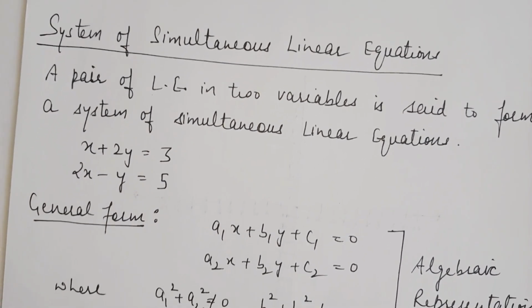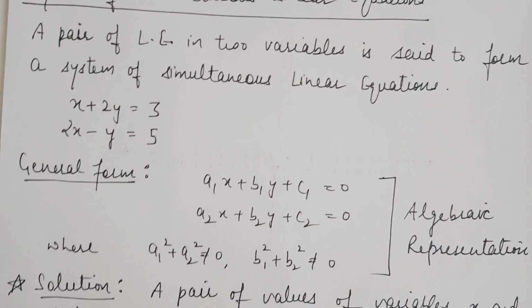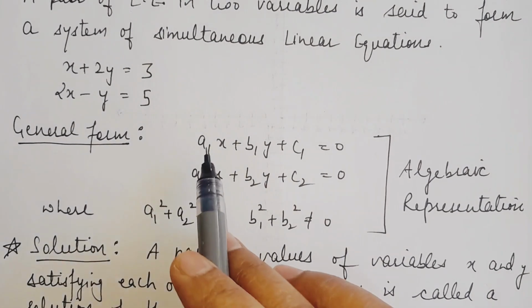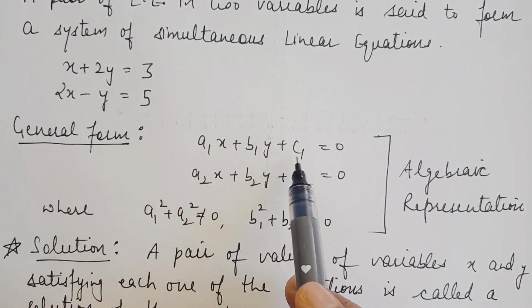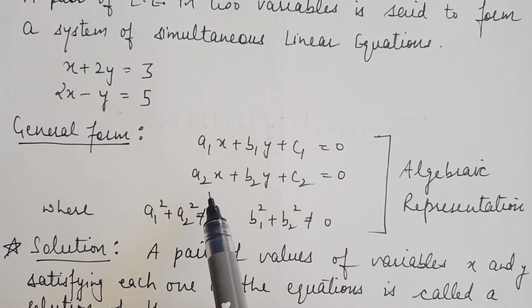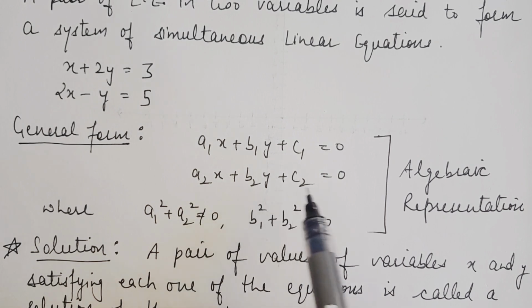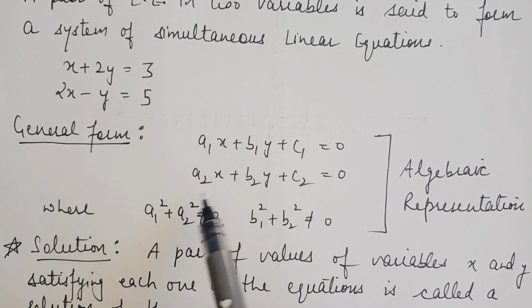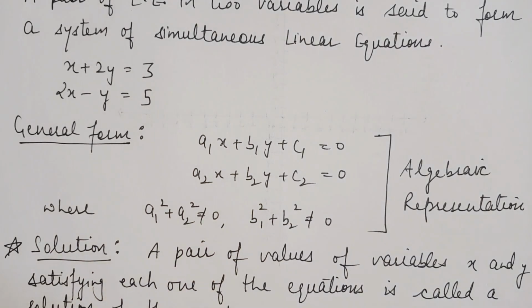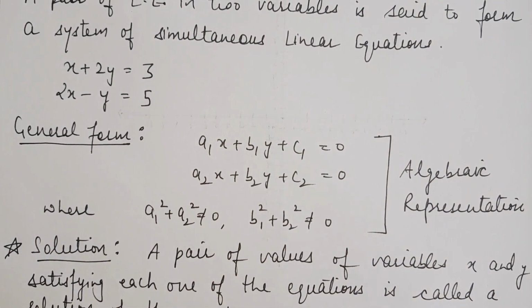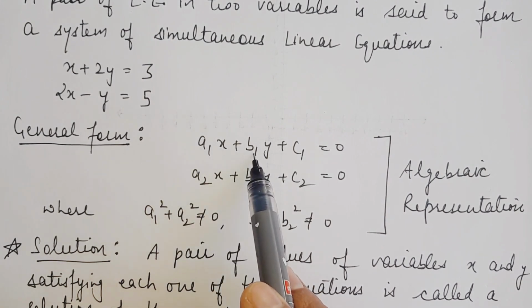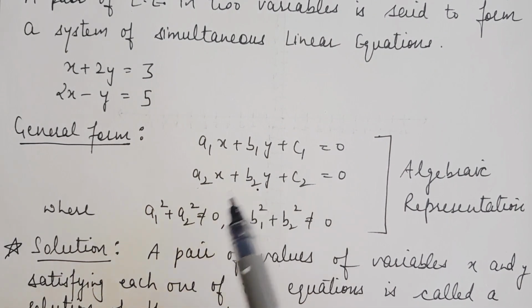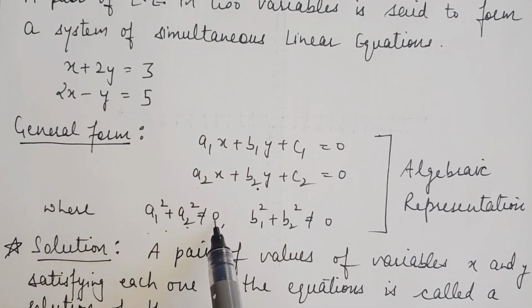In general, the notation for a system of linear equations is a1x plus b1y plus c1 equals 0, where a1, b1, c1 are constants, and x and y are variables. Similarly, the second equation is a2x plus b2y plus c2 equals 0, where a2, b2 and c2 are constants and x and y are variables. The condition for the linear equation is that a1 and b1 should be non-zero, a2 and b2 should be non-zero, or you can write a1 square plus a2 square non-zero, b1 square plus b2 square non-zero.